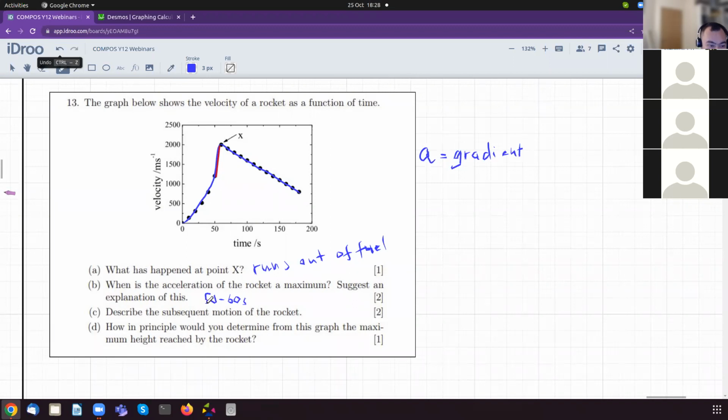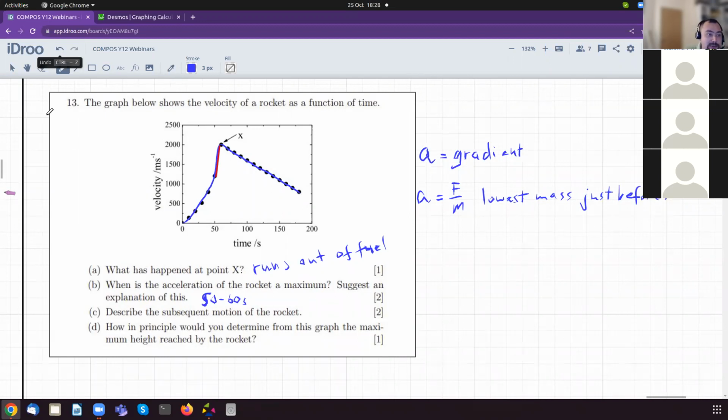Why do you think it is? Elliot, yes, thank you. Just before X. Yes, because it almost ran out of fuel. It has the lowest mass. And we know that acceleration is force divided by mass. So mass is the lowest mass just before X, just before running out of fuel.